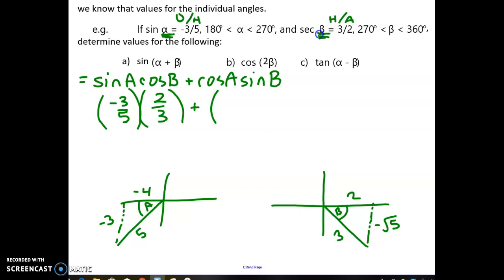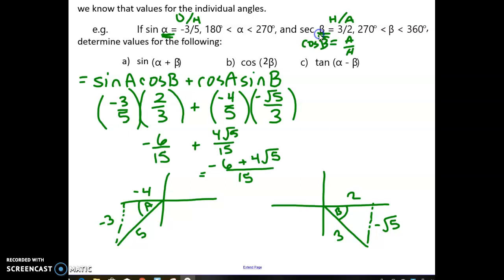Now we're going to go to cos A. So A, again, back to triangle A, cosine is adjacent over hypotenuse, so negative 4 over 5. Then we're going to sine B, back to triangle B. Sine is opposite over hypotenuse, so that's negative root 5 over 3. So that one then we just finished off by multiplying our fractions and simplifying.